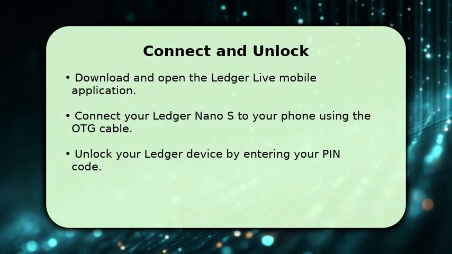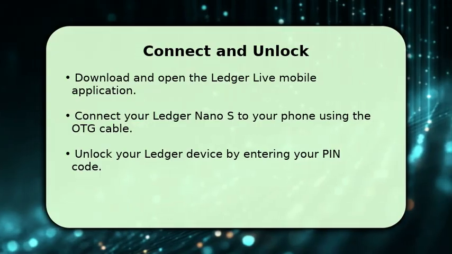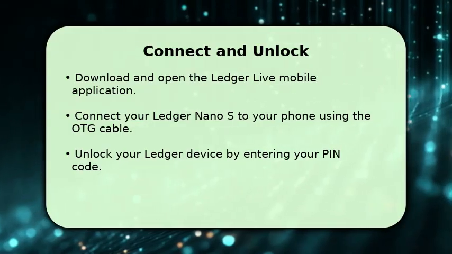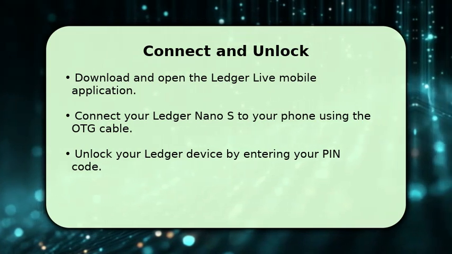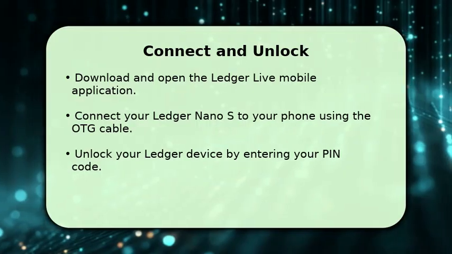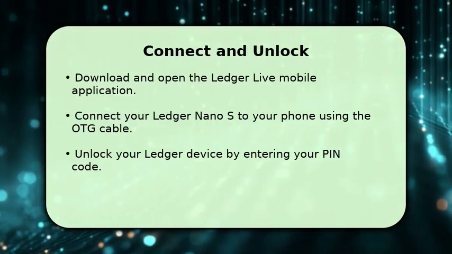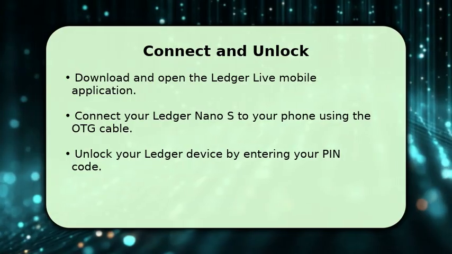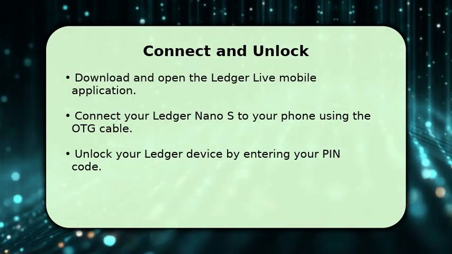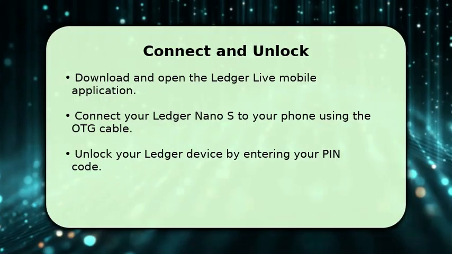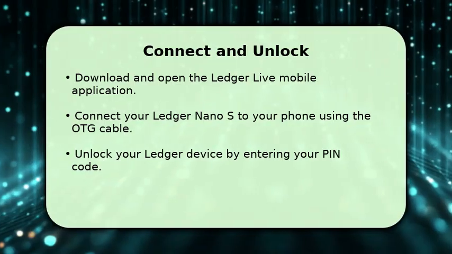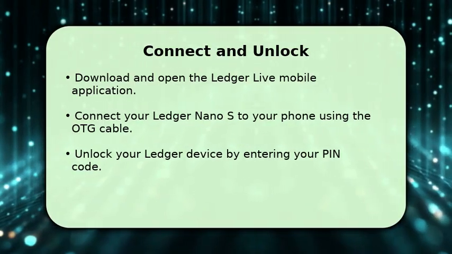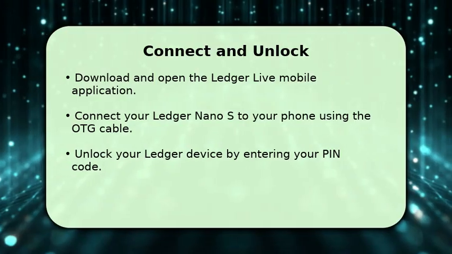Now, let's connect your device. Start by downloading and opening the official Ledger Live application on your Android phone. Once open, use your OTG cable to physically connect your Ledger Nano S to your phone's USB port. Some Android phones may require you to enable an OTG or USB OTG option in their settings. After connecting, unlock your Ledger device by entering your 4 to 8-digit PIN code directly on its screen.